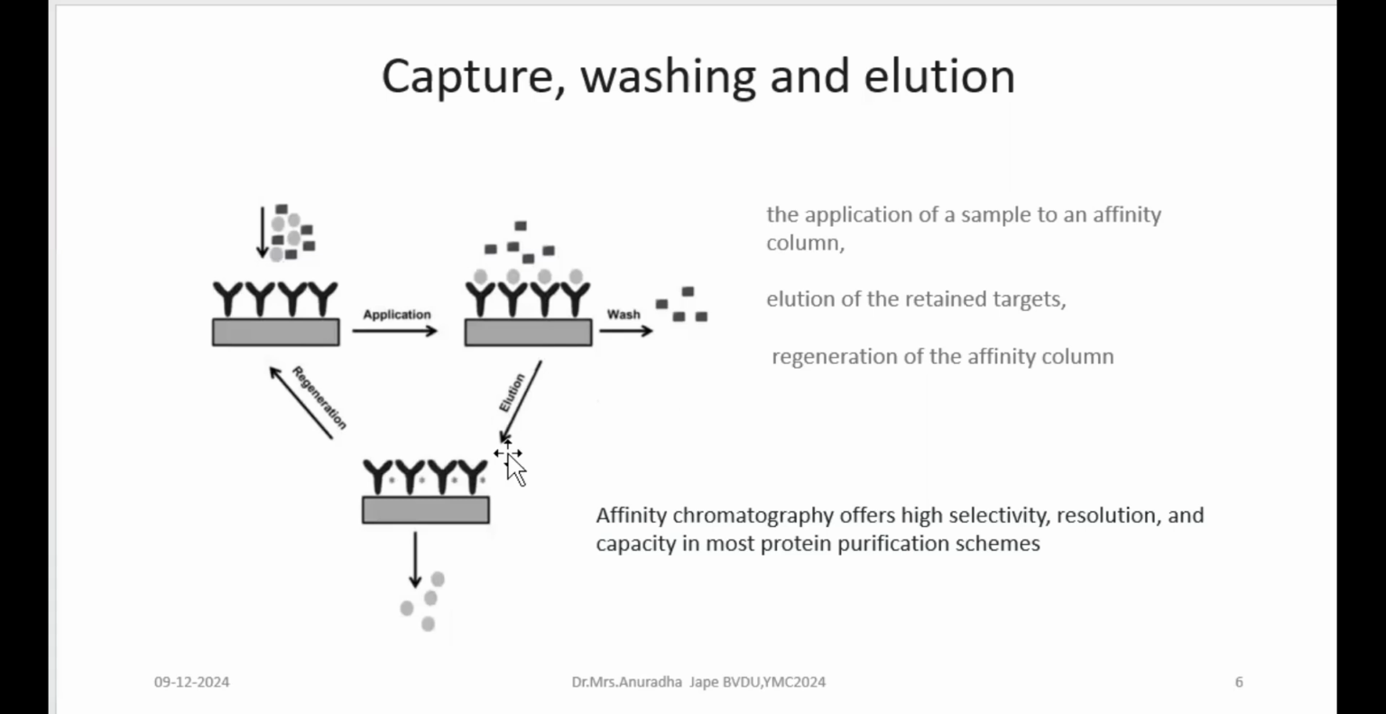So for elution, you are going to have a specific elution buffer, which is going to selectively elute the molecule of your interest without affecting its functionality and structural integrity. Right? So affinity chromatography is going to give you a very highly selective method, specific for the specific analyte. The resolution is high, and the capacity of protein purification is really very good.